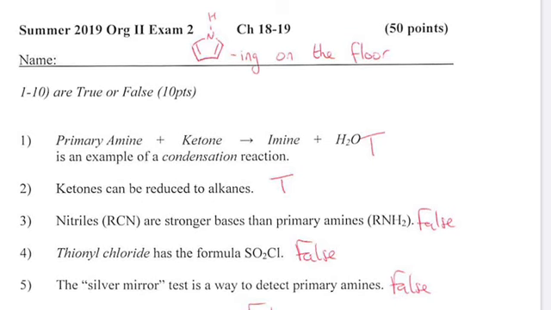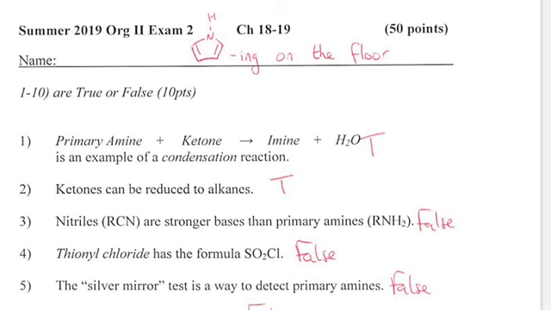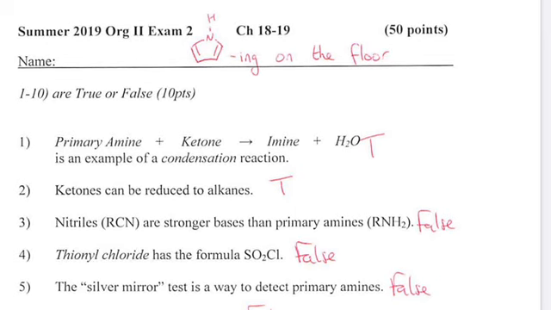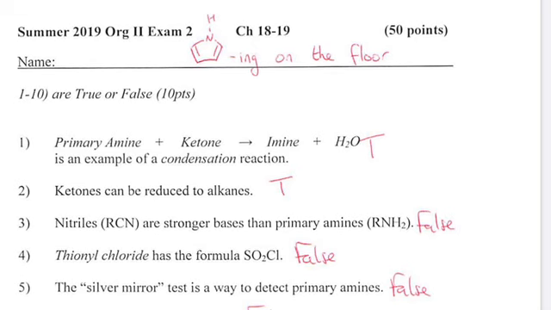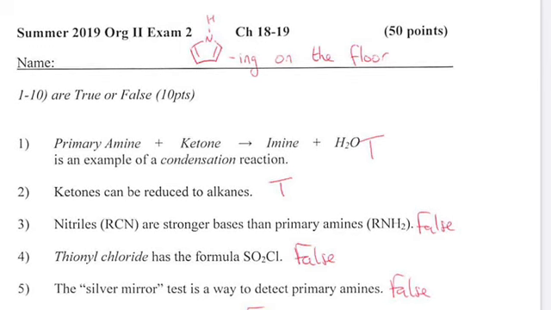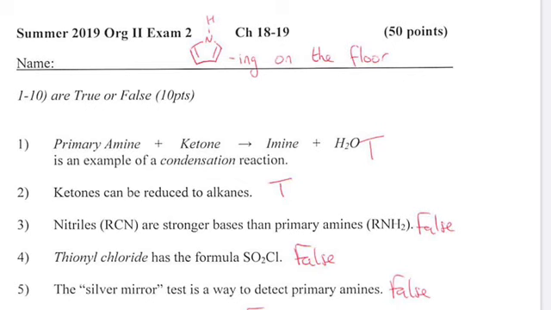Next, question 3: nitriles are stronger bases than primary amines. So this is a base strength question. You look at the top part of the summary for chapter 19, which talks about base strength. All substituted amines stronger than ammonia is irrelevant. The resonance aspect is also irrelevant. This question deals with nitriles and amines, which comes down to a difference of hybridization. The reason it's false is that the nitrogen in the amine is sp3, while in the nitrile it's sp.